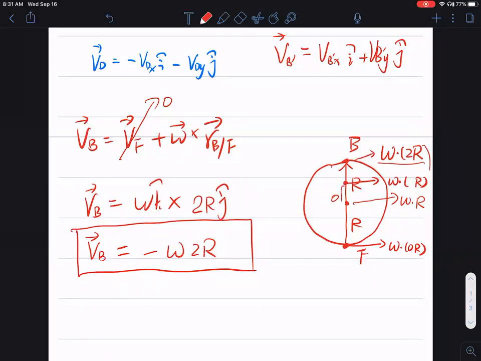So what is the distance here? That's r plus 1/2 r. Is that right? So that's 3 over 2r. So here we have 3 over 2r.